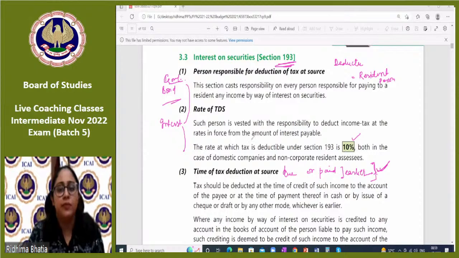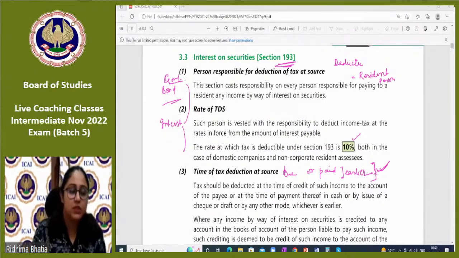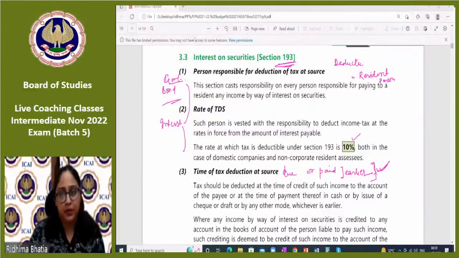Ma'am, threshold limit reh gaya. What is the threshold limit? There is no threshold limit as such, except few cases. There is no threshold limit. ठीक है?